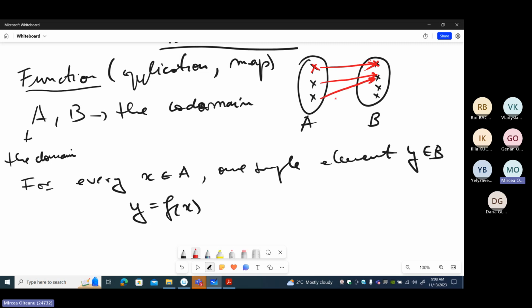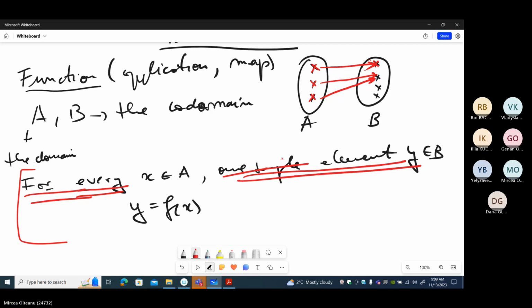Tell me, this picture, does it represent a function? So does it satisfy what's written here? So the main information here is given by the words every, for every, and one single element. Are these conditions satisfied on this picture? No. What's the problem? Because two x have one y element, the same y element.